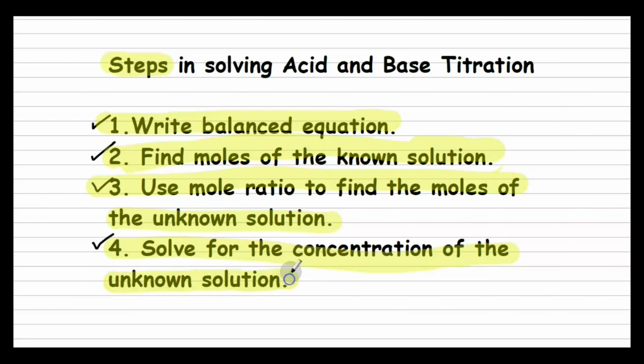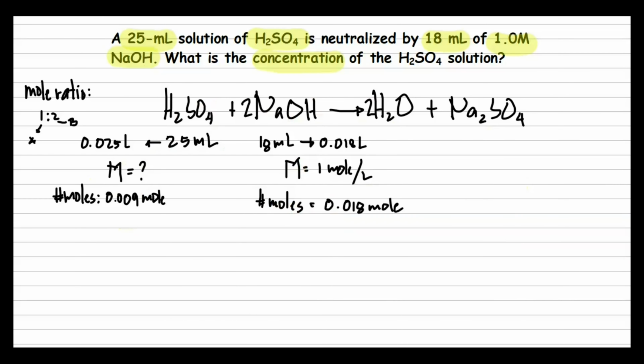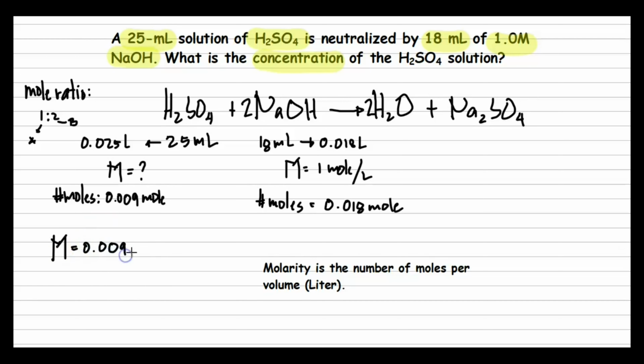For our last step, solve for the concentration of the unknown solution. And we can do that using the formula for molarity. Molarity is the number of moles over volume. And therefore, molarity is equal to 0.009 mole divided by 0.025 liters. And that will give us 0.36 mole per liter, and that is the concentration of H2SO4.